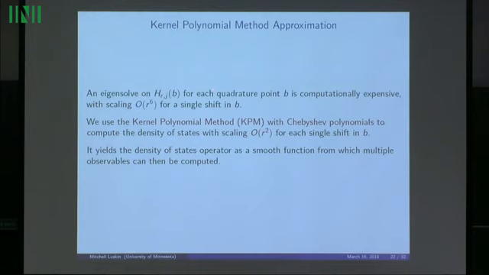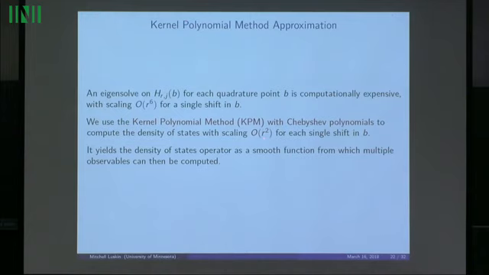But what I'm going to talk about is using essentially Chebyshev polynomials, something called the kernel polynomial method, and we're going to be able to reduce this to a scaling of r squared for each shift.